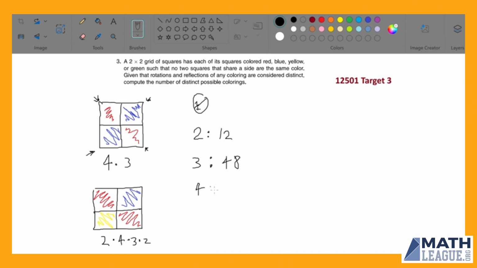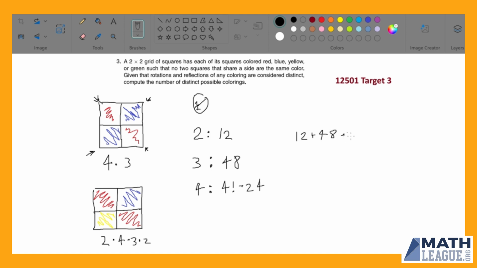And finally, in the cases where we use 4 colors, every single square is going to be a different color, so we don't have to worry about the arrangement of them at all, as no 2 squares will have the same color whether they share a side or not, and that can be arranged in 4 factorial ways, or 24 ways. So the total number of distinct possible colorings for this grid is 12, plus 48, plus 24, or 84, which is our answer.